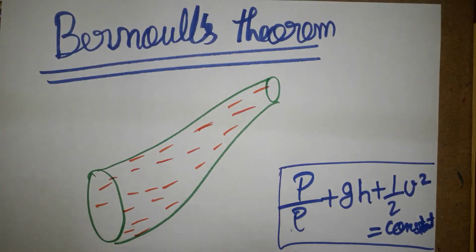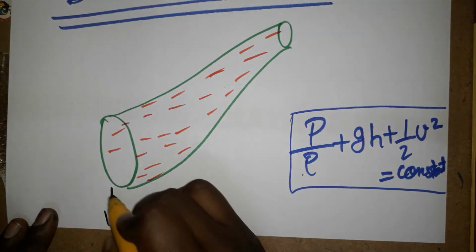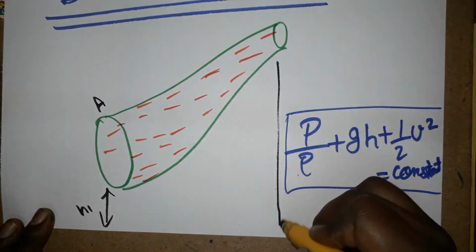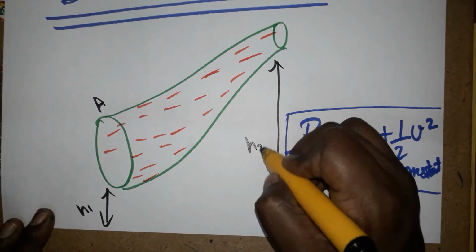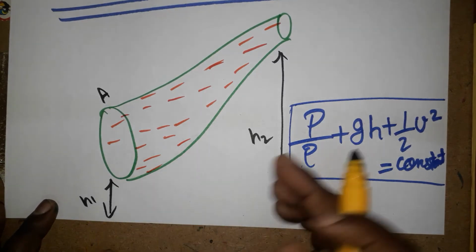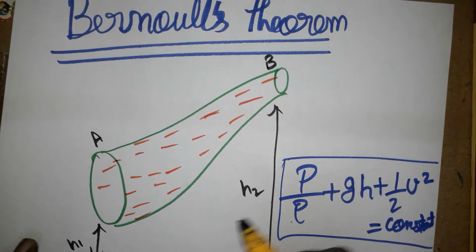Bernoulli's theorem is saying total energy is a constant. That is what we are going to learn, how to derive this equation. So I have taken a special tube. From the ground, this A end will be h1 height, B end will be h2 height. At these two places, where is the potential energy greater, A point or B point?